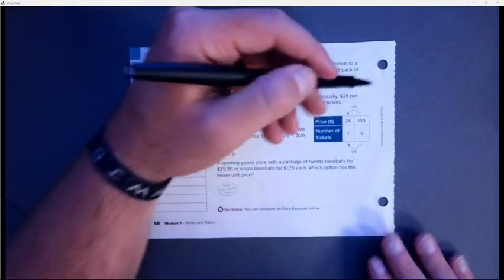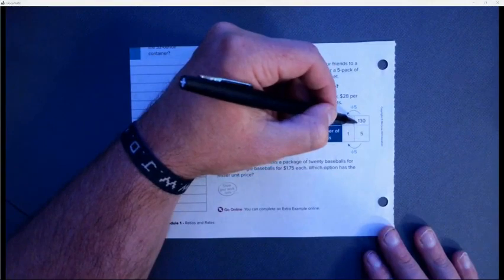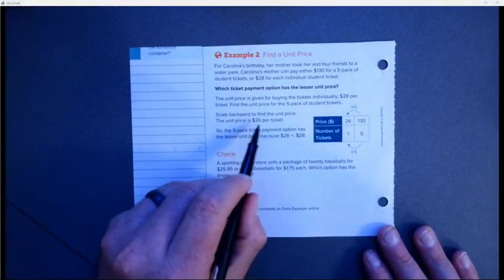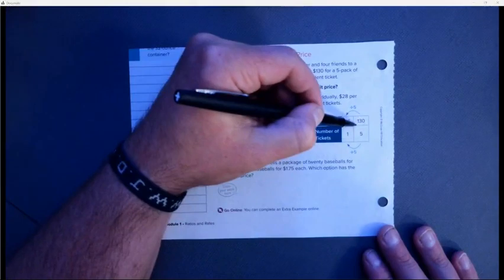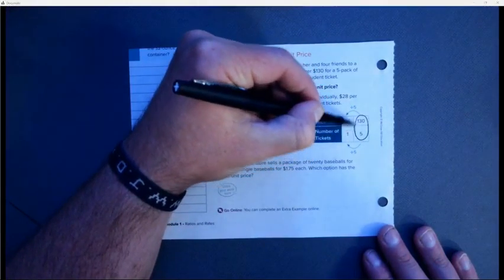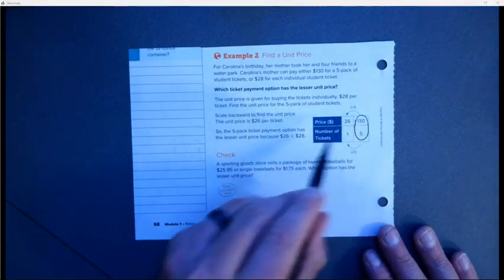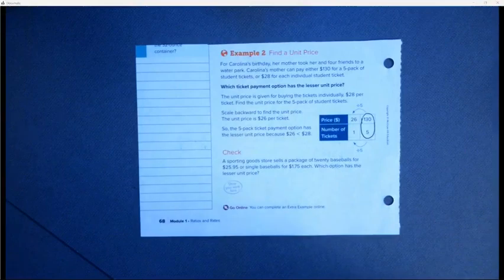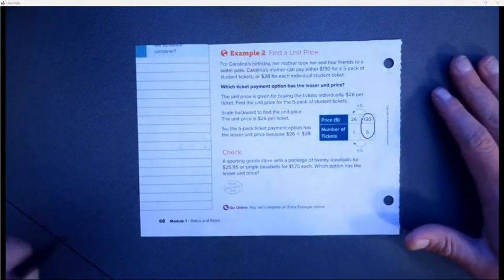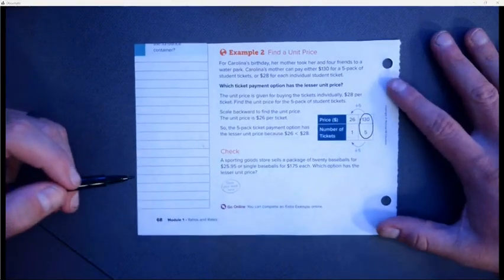Also, like I said earlier, if it tells us price per ticket, we know it's the price divided by the tickets. That's what we did here. Since our price is on the top and our tickets are on the bottom, we ultimately divide by 5, so 130 divided by 5 gave us the $26 per ticket.